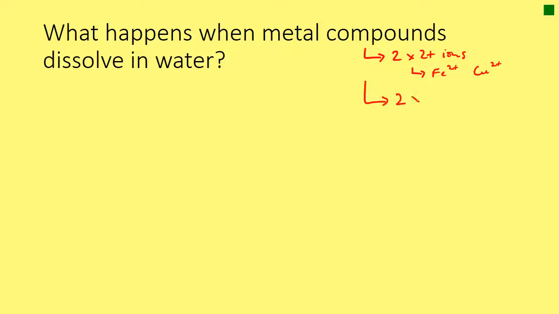And we also need to know about 2 3 plus ions as well. And the 3 plus ions that we're interested in are Fe 3 plus and aluminium 3 plus. Aluminium not being a transition metal, but nevertheless included in this topic. So they are the 4 metal ions that we're most interested in. And the first thing we're going to do is look at the complexes formed when these 4 dissolve in water.